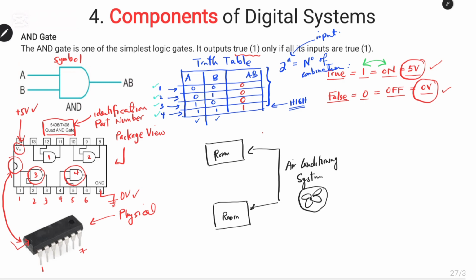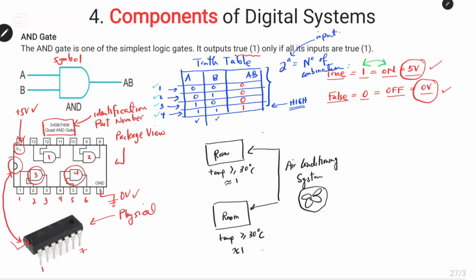In order for this system to supply cool air to the rooms, the condition is that both rooms must have a temperature greater than or equal to 30 degrees Celsius. When the temperature is greater than or equal to 30 degrees Celsius, it will have a binary state 1. So this will be the condition.